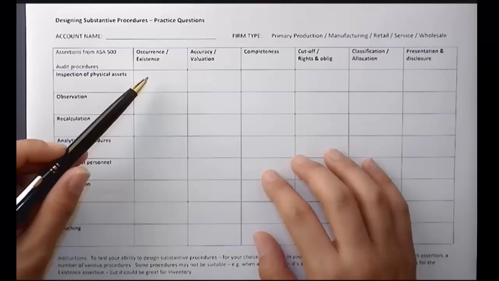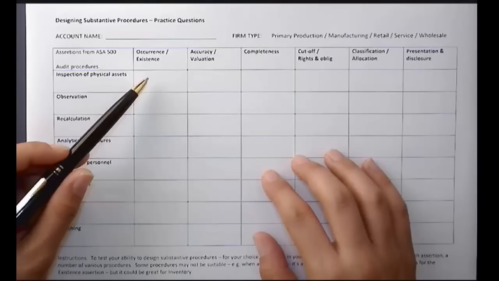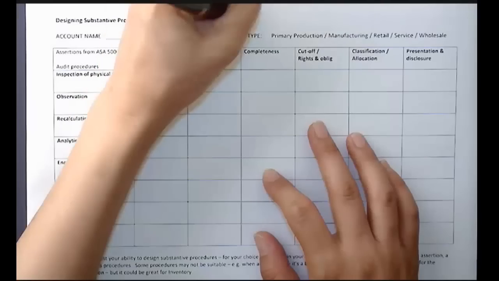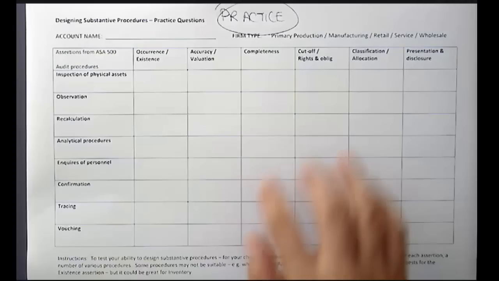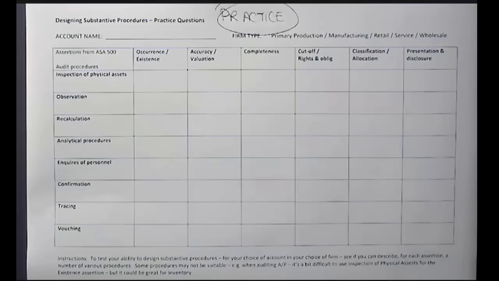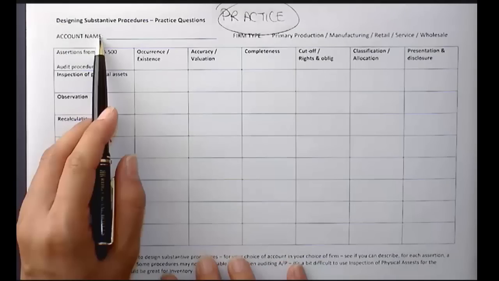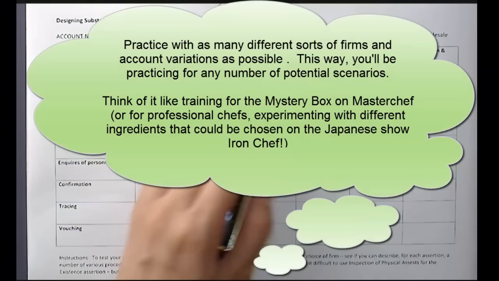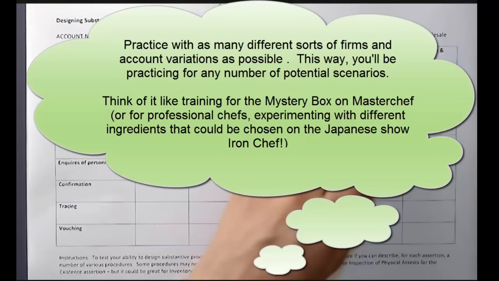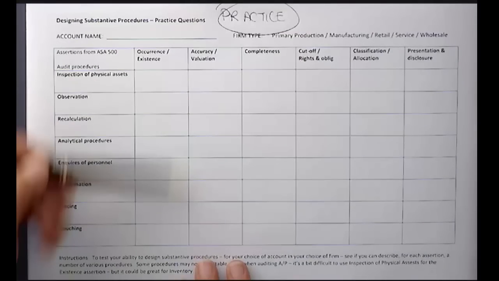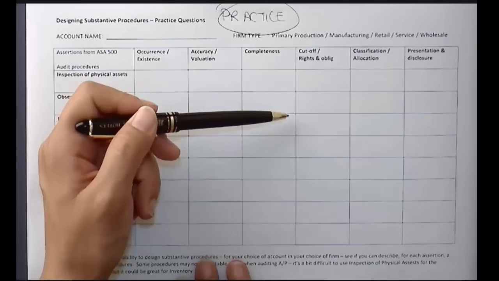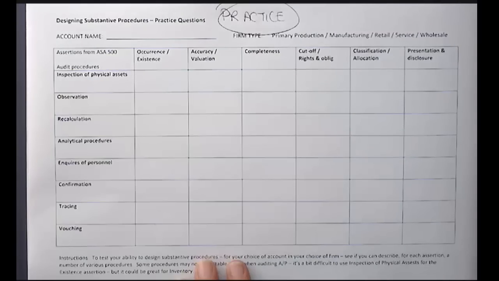So how do we learn how to develop procedures? We need to practice. So I've got this template here. We've got the account name, the firm type, and you can pick a primary production firm, a manufacturer, a retail service, or a wholesaler. We pick an account, and then we look at testing the assertions and different options that might come into play. So let's pick a company, and I'll pick something that's fairly well known.